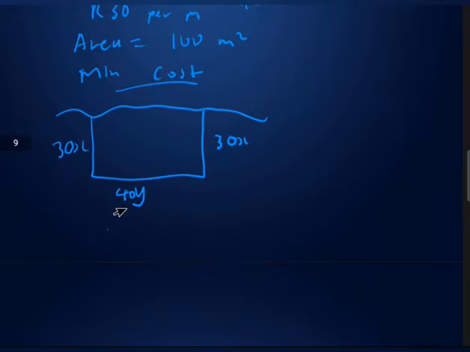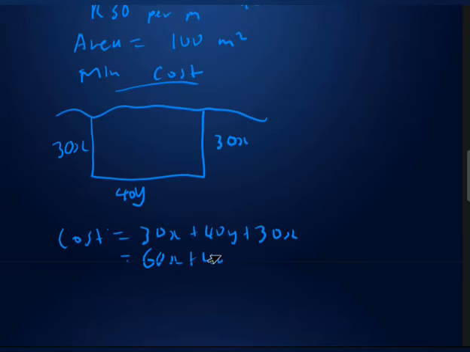All right, so now we're going to say the cost. So the cost is equal to the perimeter of this stuff, right? So it's going to be 30x plus 40y plus 30x. So therefore, it's going to be 60x plus 40y, right? So, okay, fine. So I wrote it here. That's why it appears like this. Let's just write it here. So it's going to be 60x plus 40y.